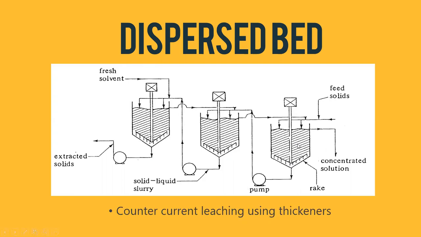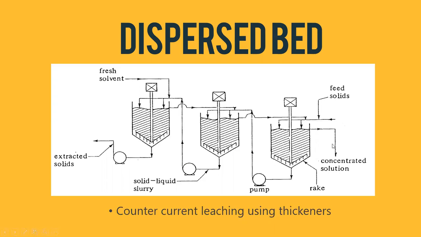So the extracted solid coming from here is again introduced to the second thickener and again to the third thickener, with the purpose of extracting as much as possible the greatest amount of solute that could be extracted or leached from the solid. The spent solids are of course withdrawn here, so you can see the arrow. As for the concentrated solution, it's being withdrawn on this side. So your fresh solvent is in here, then you have your concentrated solution withdrawn in the first part of your thickener series or system.